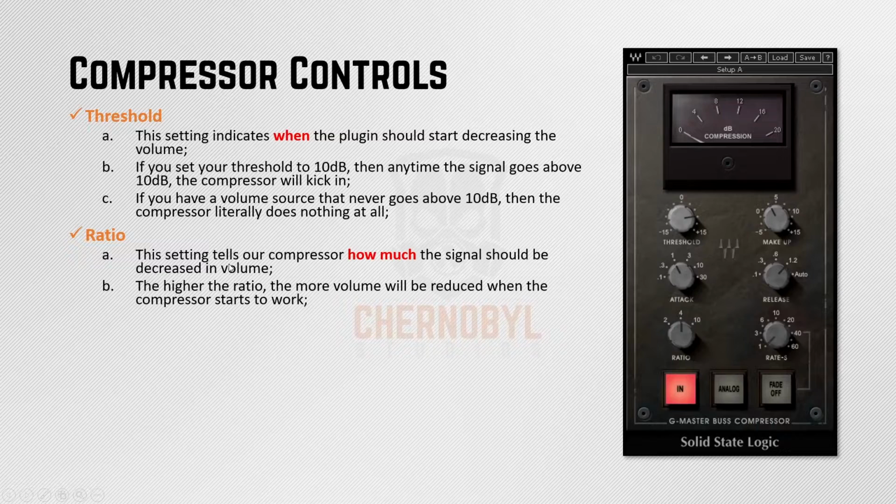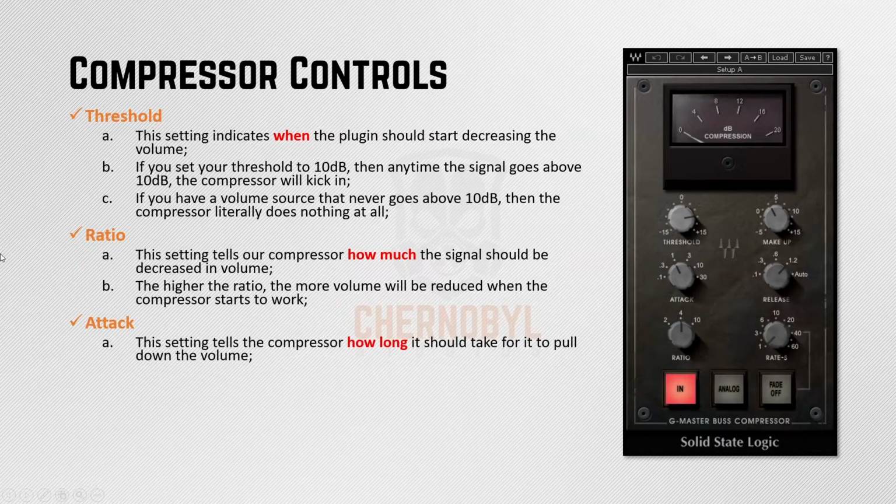The basic rule of thumb here is the higher the ratio, the more volume that will be reduced. There are books and videos with mathematical calculations of what exactly a 2 to 1 is, how much reduction you're going to get. I'm sorry, that does not tickle my fancy. I'm not at all interested. All I care about is higher ratio equals more volume reduction. That's it. Then I dial it in based on what I like the sound of most. So threshold is when the plugin should start decreasing volume, and ratio is how much the volume should be decreased by.